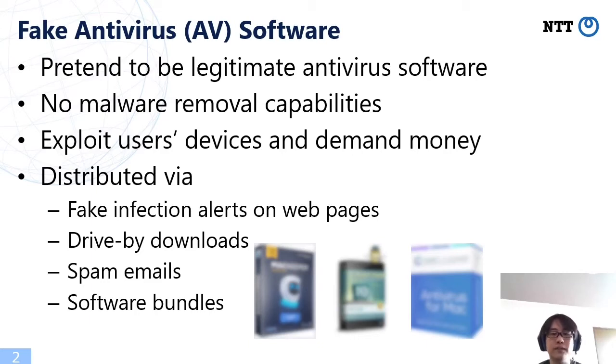To distribute fake AV software, hackers used various techniques. For example, they take advantage of online advertisements which typically show fake virus infection logs, and they also show messages claiming the necessity of installing fake AV software. Driver downloads, spam emails, and software bundles are also used to allow users to install fake AV software.